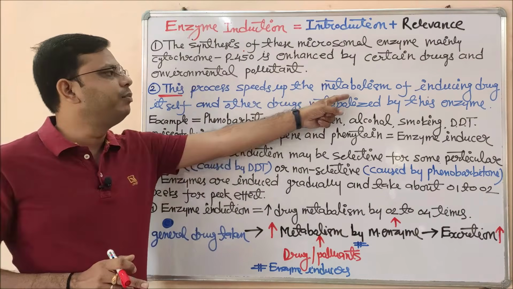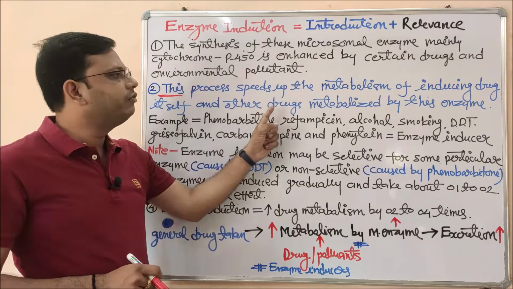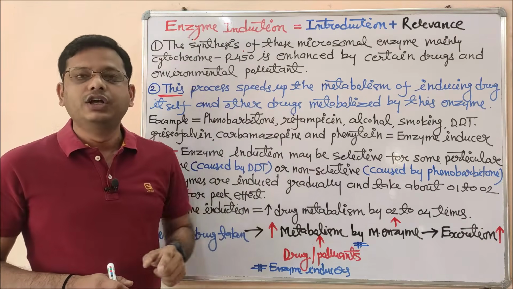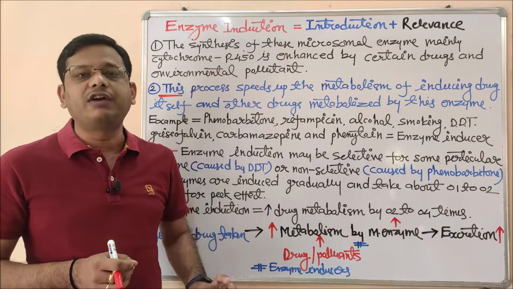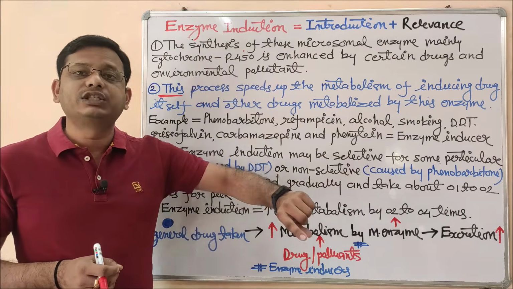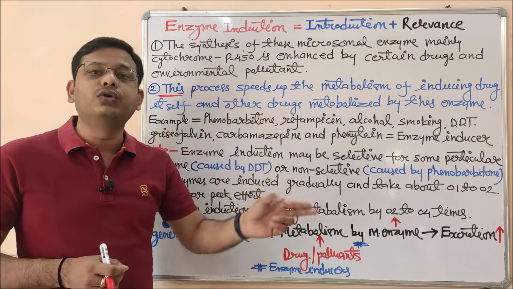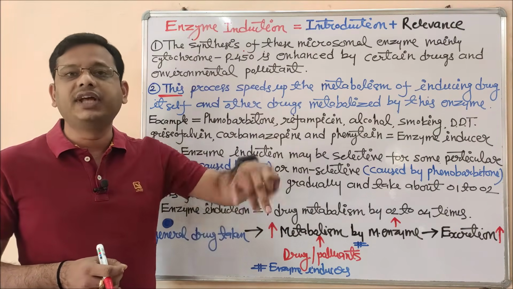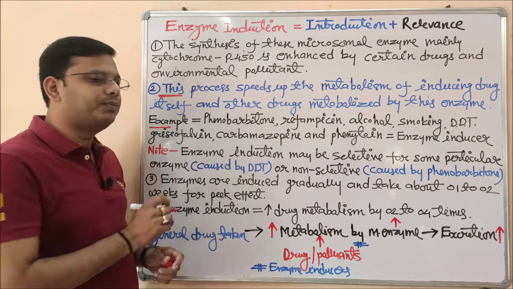This process speeds up the metabolism of the inducing drug itself and of other drugs which are metabolized by the same enzyme. So those drugs or environmental pollutants which affect a specific type of enzyme increase that enzyme up to its maximum level, so that enzyme may affect all those drugs whose metabolism depends on it. This is an important one. Coming to the examples, this will make the process clear.